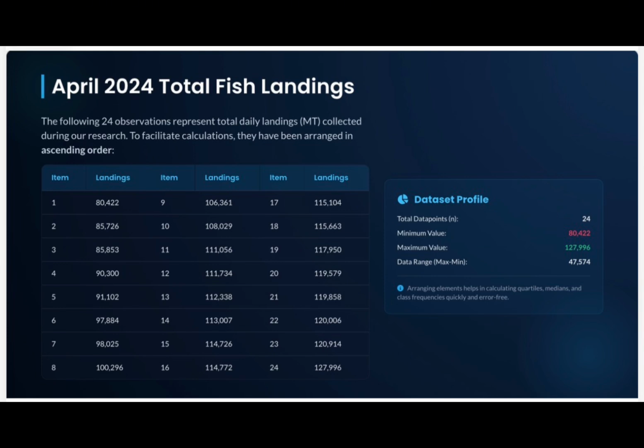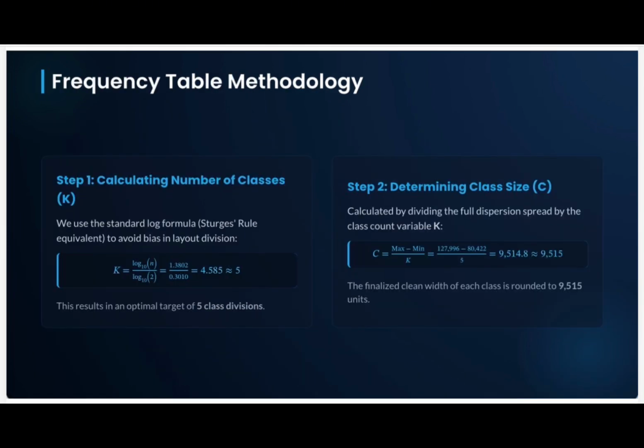Our lowest recorded landing, or minimum value, stands at 80,422 MT. Our highest record, the maximum value, reaches 127,996 MT. This gives us a total data range, the spread between our maximum and minimum values, of 47,574 metric tons. Having this sorted baseline profile allows us to seamlessly move into constructing our statistical models without manual layout bias. Moving on to our methodology.